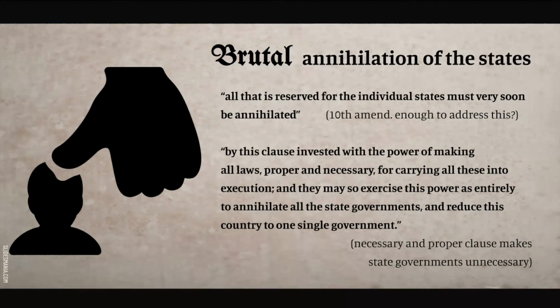And then, "by this clause," meaning the necessary and proper clause, "invested with the power of making all laws proper and necessary for carrying all these into execution, and they may so exercise this power as entirely to annihilate all the state governments and reduce this country to one single government." He's writing that these so-called Federalists were really proposing a government that would become unitary, that the state governments were really not going to have any meaningful power. There was going to be centralized authority, and it would become oppressive. This necessary and proper clause particularly opened the doors wide for abuse by this new, very powerful central government.